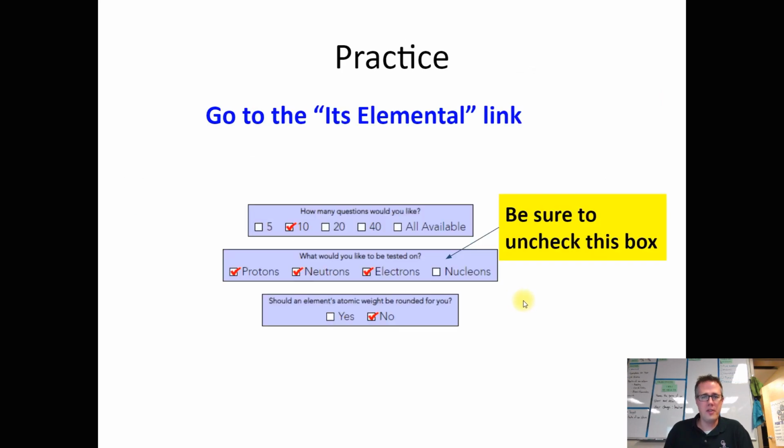Once more, you are going to pause this video and go off to another practice link. So in Google Classroom, there's another link that says it's elemental. I need for you to choose the settings like you see on my screen. I'd like you to practice with 10 questions. Make sure the first 3 boxes in this row are checked, but don't check the nucleons box, and check no on the last one. It'll tell you how you're progressing throughout the way. Come back when you're ready to move on.